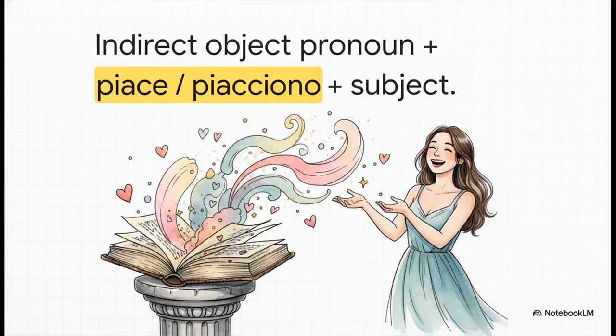But wait, how do we say we actually like doing these actions, or that we like things in general? Well, in English, you just say, I like the book. Boom, done. In Italian, it's a completely different math equation. It's called the piacere formula.